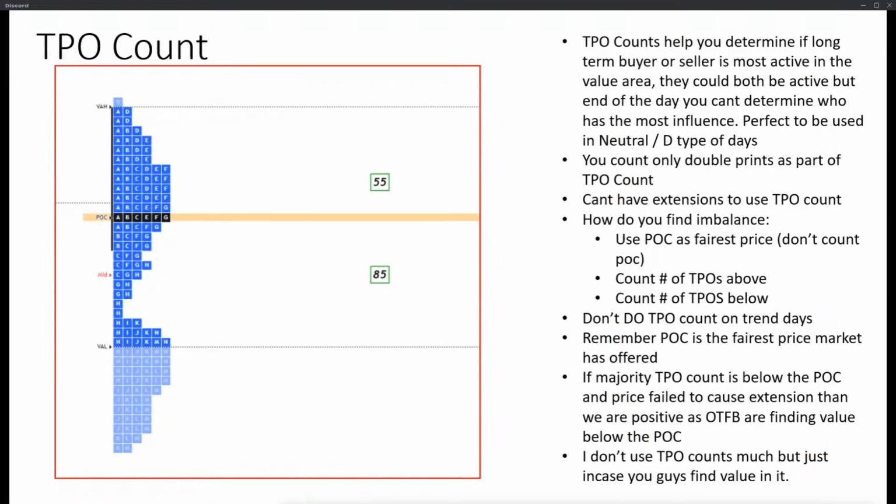TPO count, I don't suggest that you guys spend too much time on this unless you really want to get into the statistical side of it. This is only used in bracketed markets, right? If you want to understand who's in control in the bracketed market, is it a long-term buyer or a long-term seller? You can use it, but it's not a proven strategy. I added it because there were some requests in private messages. Can you cover it? So I covered it, but it's not something I use to make decisions or even look at daily. Because by the time I count these, might as well lose the day.